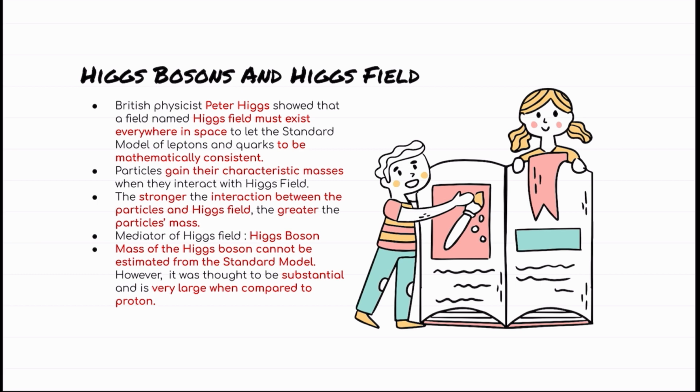Current experiments showed that the mass of the Higgs boson is around 125 giga-electronvolts per c², which is larger than the masses of the positive and negative W and neutral Z bosons.